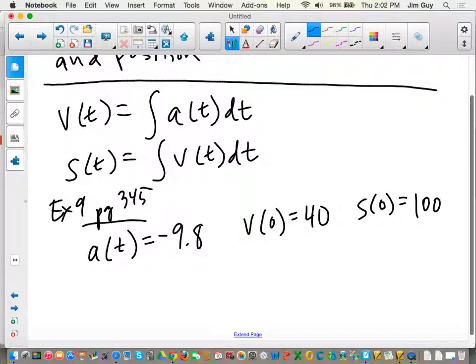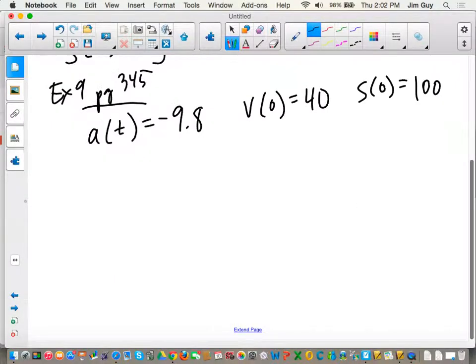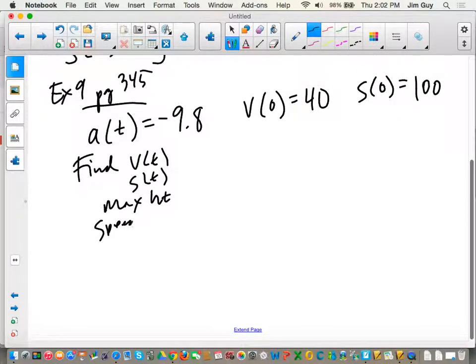And then they say find a bunch of stuff. Let's make a checklist here. Find v of t. Find s of t. Find the maximum height, and find the speed when the object hits the river. Well, that's a little tricky. When it hits the river, what do you know? What's going on in the situation? Height is 0. So speed at height equals 0.